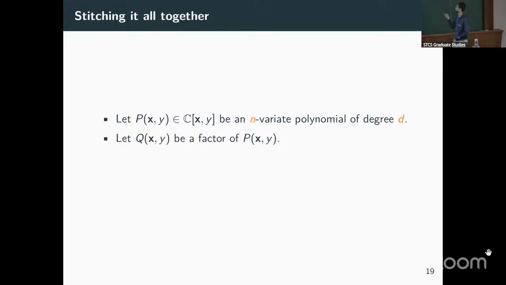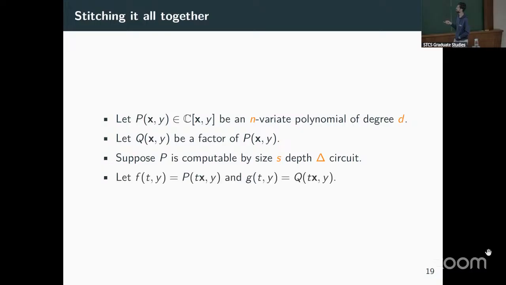So, stitching it all together. I started with the polynomial p, that's n variate and degree d, and I wanted a factor q of p. Let's suppose that p is computable by size s and depth delta. The first thing I want to do is reduce to the bivariate case, because the Furstenberg statement was in a bivariate setting. So I multiply each x variable with t, and I do the same with q. So I have f and g now. Since p has a small constant depth circuit, I'm promised that f has a small constant depth circuit, and I want a constant depth circuit for g.